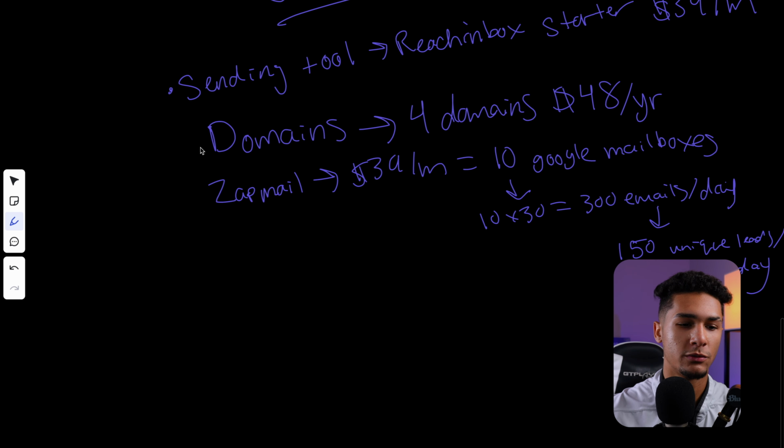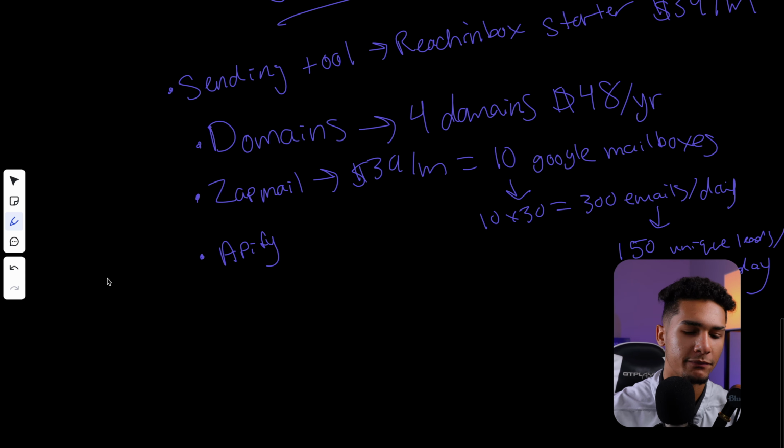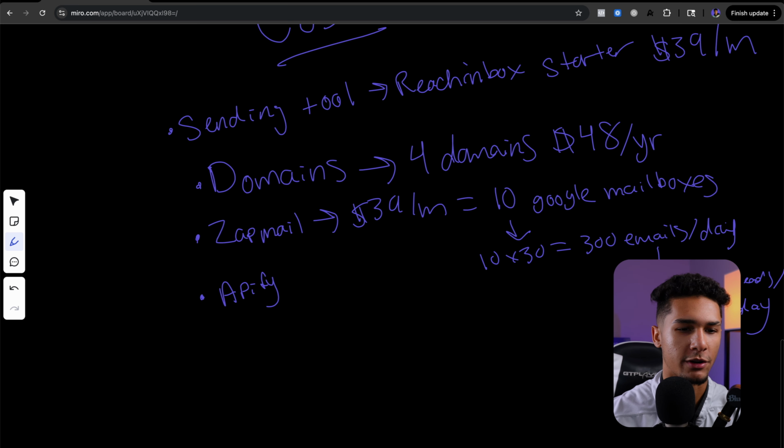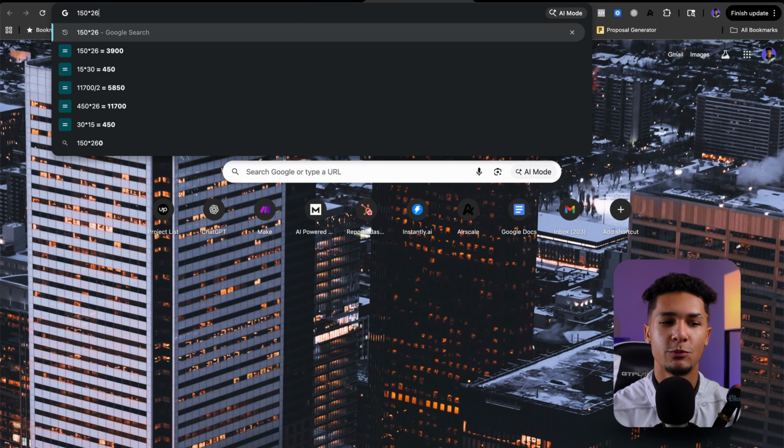So we have our sending tool, we have our domains, we have our mailboxes, and then we need leads. So we need people to actually send to. The best way I would suggest is with Apify. And I would suggest doing this calculation based on however much sending volume that you can actually handle. And so we can handle sending to 150 unique leads per day. So if we go ahead, and let me get out of this real quick. We can do 150 new leads per day times 26 sending days. That means we can do just under 4,000 leads.